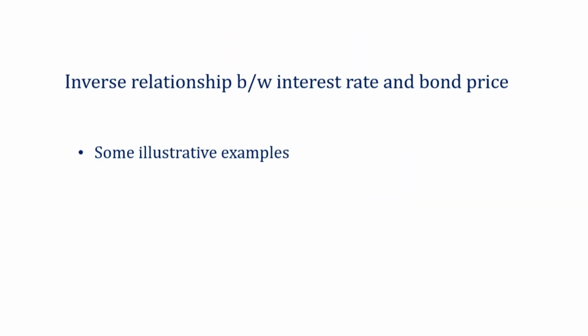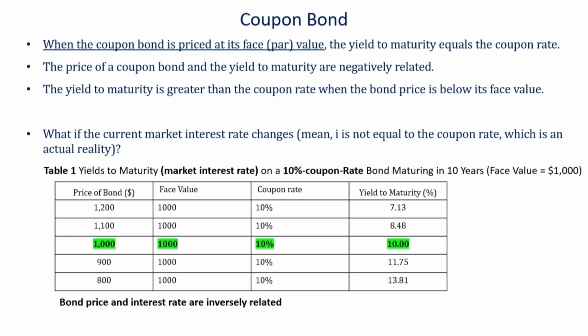So what we have seen in this discussion, and in the previous session as well, is the inverse relationship between interest rate and bond price. Let me make this idea very clear to you using an illustrative example. Suppose a coupon bond. A coupon bond means, for example, a 5-year or 10-year bond issued by the Government of India. A Government of India bond of 10 years is a coupon bond. So any bond issued by the Government of India above 1 year is normally a coupon bond.